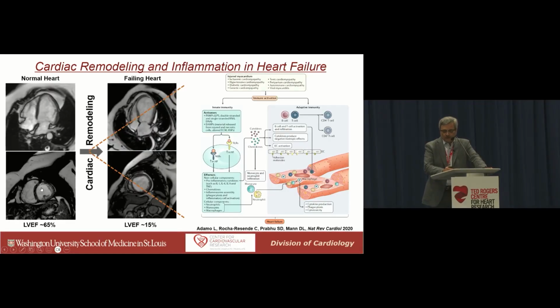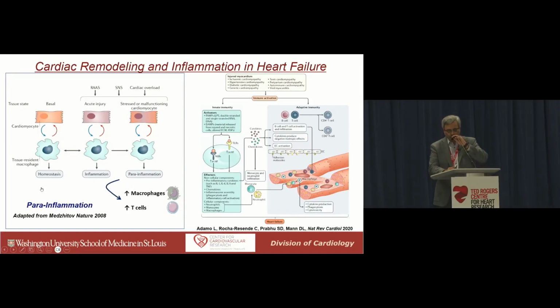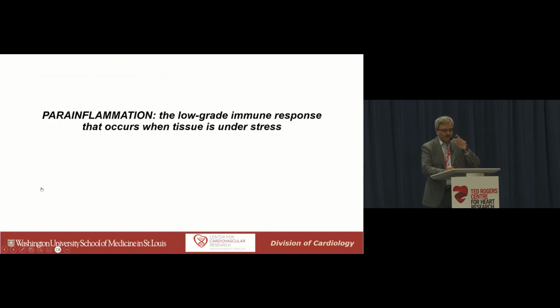We had proposed that this was the result of a so-called para-inflammatory response, modeling it after the concept proposed by Medzhitov in a classic paper in the early 2000s. After an acute injury with intense inflammation, if the infarct is large enough to induce secondary responses such as neurohormonal activation or mechanical overload, instead of complete resolution of inflammation, there's ongoing low-level chronic injury and inflammatory responses, termed para-inflammation, that results in expansion of resident cells. So para-inflammation is a low-grade immune response that occurs when the tissue is under stress.